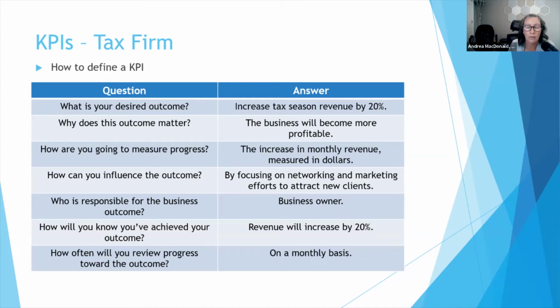I'm going to review it on a monthly basis. So I know if my goal is to increase tax revenue by 20% next tax season, I'm going to look at gross revenue for January. Then I'm going to look at it again for February. I'm going to look at it again for March, and I'm going to look at it again for April. So I'm going to track it every month. Does that make sense to everybody?